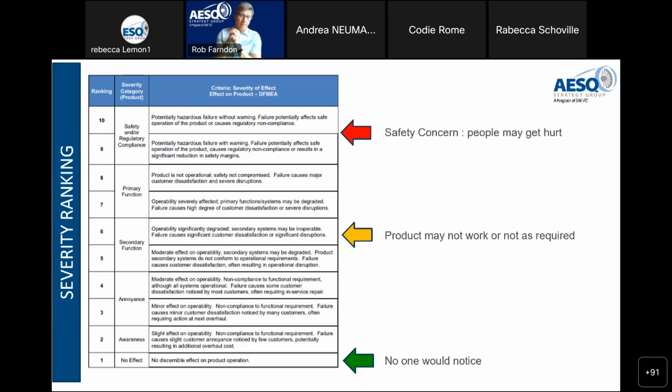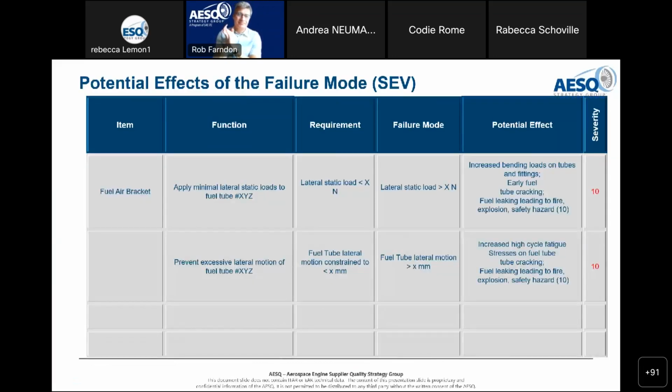Could I have the next slide, please? Okay, so I've already covered this to a certain extent. The severity rankings run from safety concerns, through loss of functionality, through to nobody would really notice. Could I have a click, please? And here we see the severity added to those particular failure modes. In this case, it's not at all contentious, because I've got the words safety hazard in my potential effect, so it's a 10. They tend to be the easy ones to score in a DFMEA. Now the next slide, please.